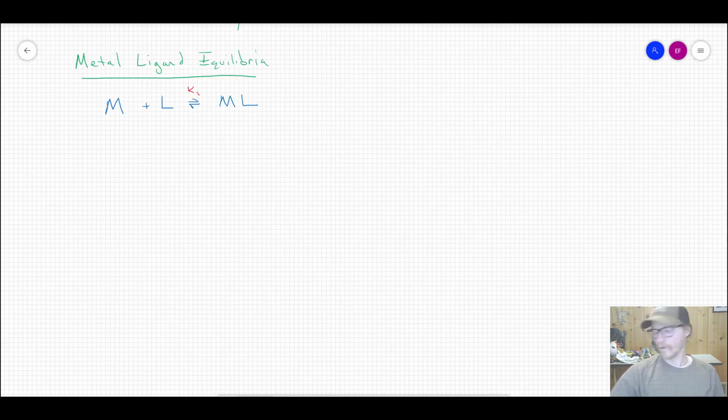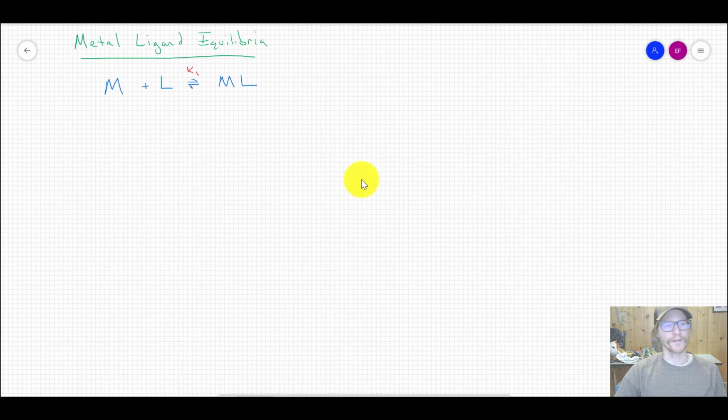So in order to understand the fraction of the metal that's not bound, we need to first understand the fraction of metal that is bound, meaning what does the metal-ligand equilibrium look like? Well, that depends on the ligand, of course. So in this sort of nomenclature, we're calling the metal M, and we're calling the ligand L, of course.